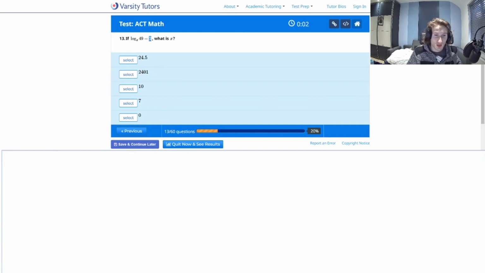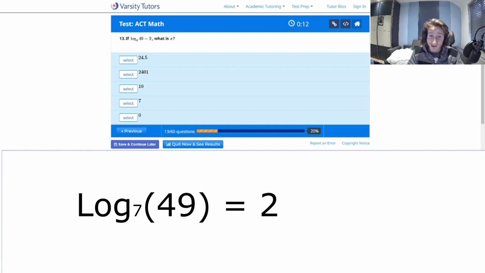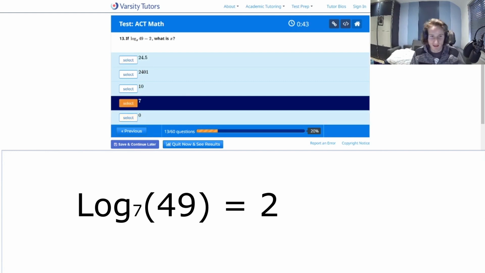If log 49 is 2... Jesus, you need to learn this whilst I'm doing my GCSEs. Okay, interesting. America, don't know what... you know... Pattern up. It's obviously going to be 7.